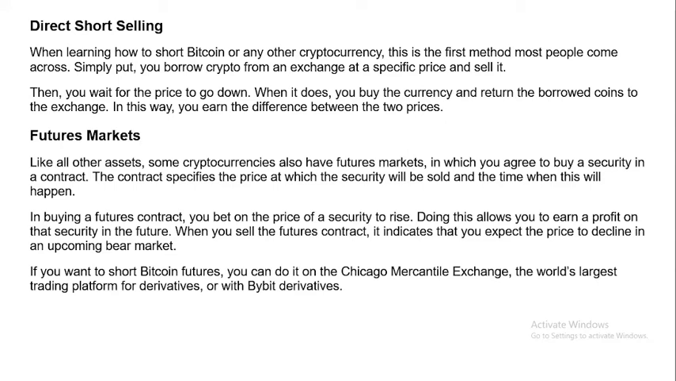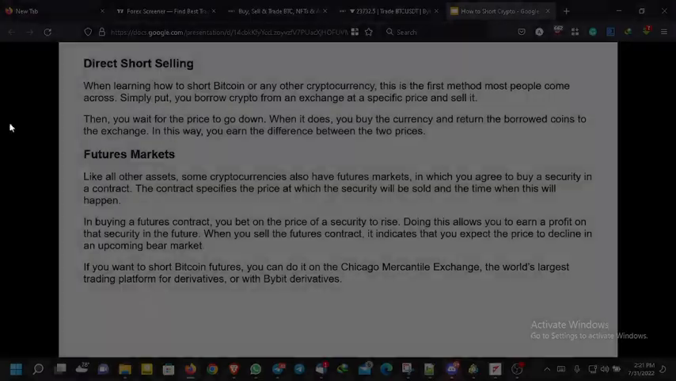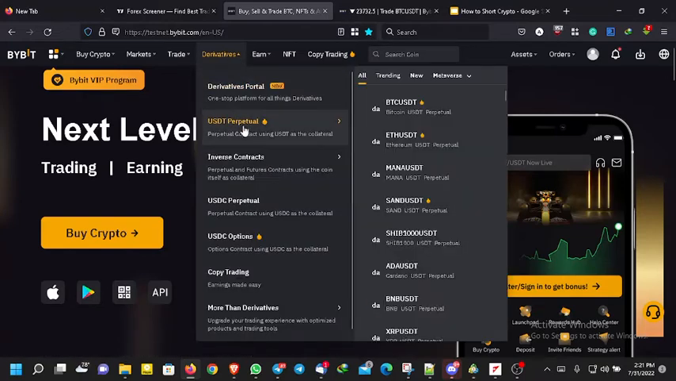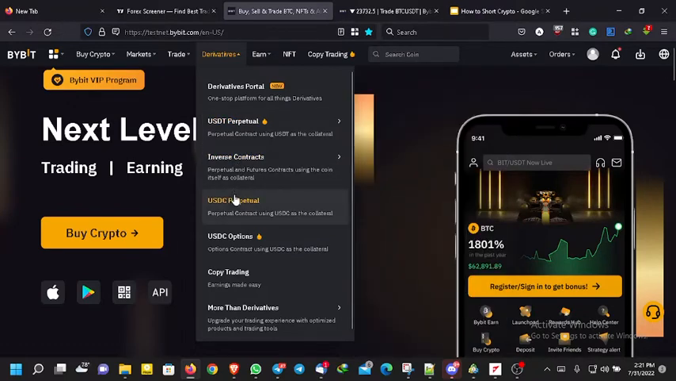If you want to short Bitcoin futures, you can do it on the Chicago Mercantile Exchange, the world's largest trading platform for derivatives, or with Bybit derivatives. As you can see here, if you want to trade or short crypto, you can simply go to Bybit derivatives and then either trade the USD perpetual inverse contracts, the USDC perpetual, or the USDC options.